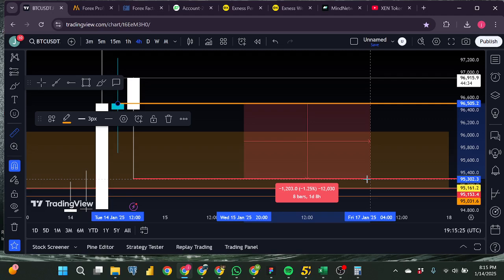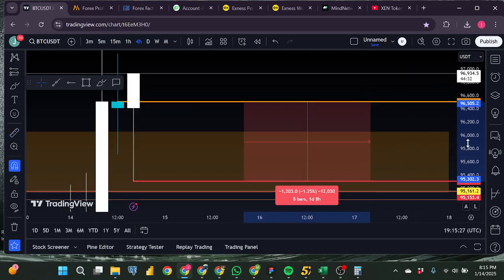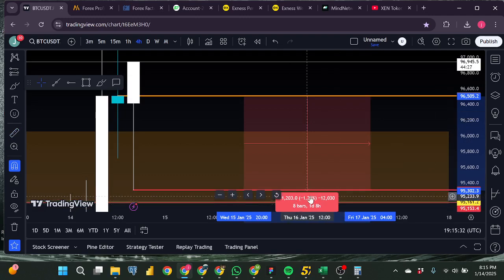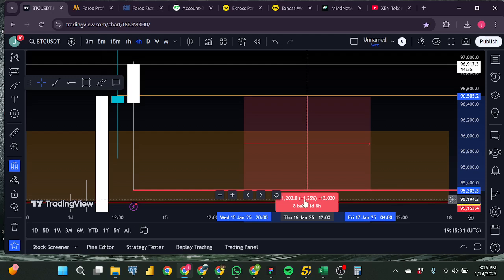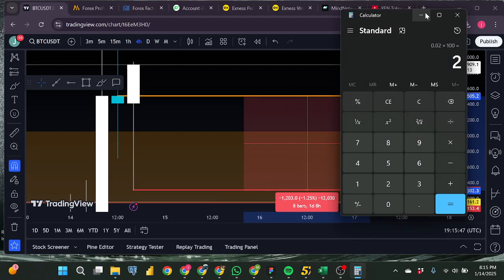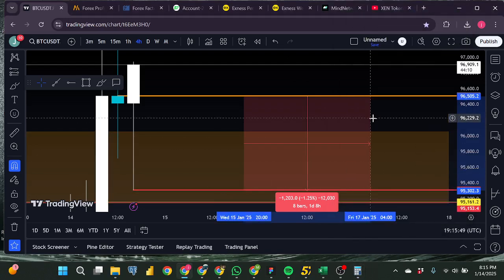How many percent is that? Can you tell me? How many percent can you see here? Minus 1.25%. Minus 1.25%. Now, don't suffer yourself. Just come to your calculator. What we want to know now is leverage.